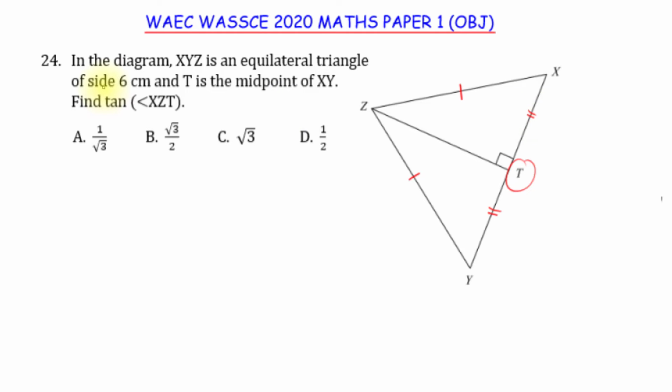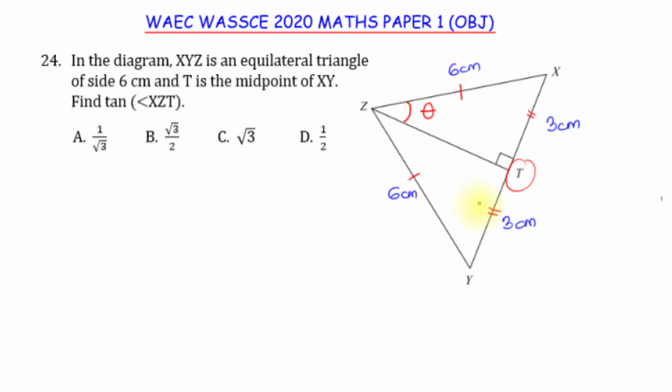Now we are told that each of the sides is actually 6 centimeters. So if we are to label that, we have this as 6 centimeters, we have this as 6 centimeters, and then here is also 6 centimeters. But now we have been told that they are divided into two equal parts. So this will be 3 centimeters and this will be 3 centimeters. Then we are to find the tangent of angle XZT. So let's find that: this is X, then Z, then T. So the tangent we are supposed to find is this particular one. We can call it theta.